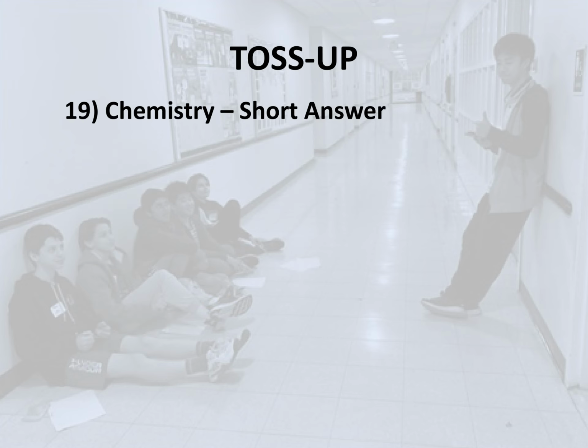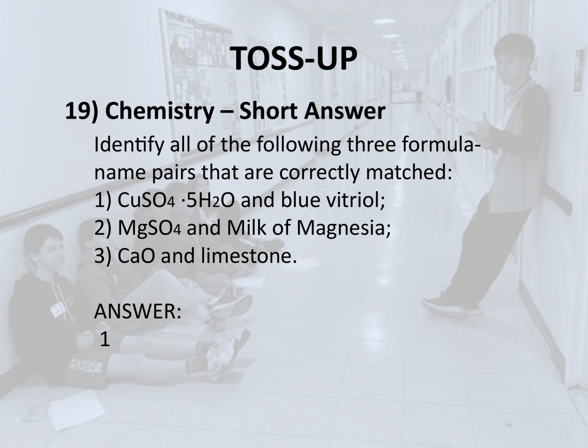Toss-up, 19. Chemistry, short answer. Identify all of the following 3 formula-name pairs that are correctly matched. 1. CuSO4 · 5H2O and blue vitriol. 2. MgSO4 and milk of magnesia. 3. CaO and limestone. Answer, 1.